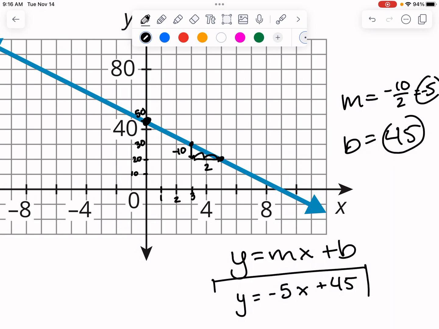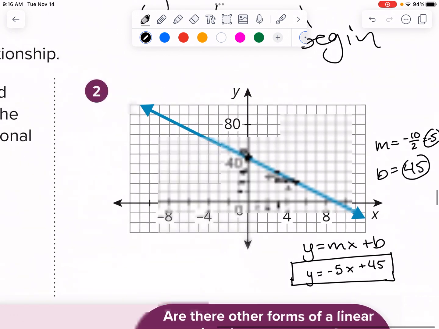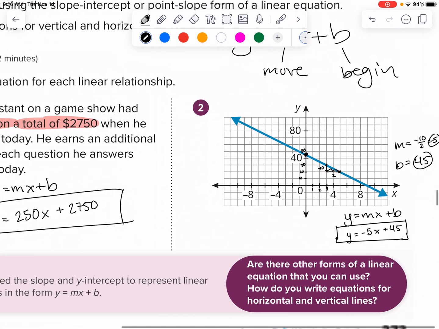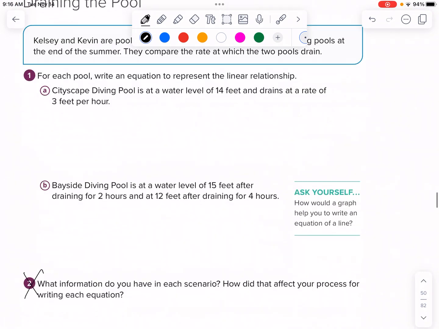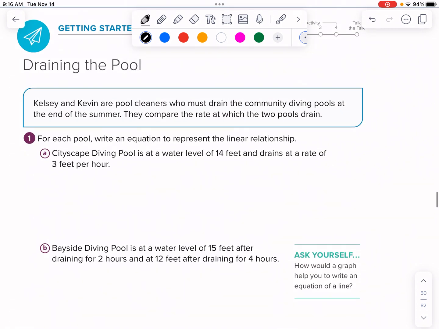Kind of went a little bit fast through that, but just make sure you rewind it, pause it, come back to it, or let me know if you have any questions. Let's go to the next page, 274 for our warm-up. This is getting started. We're not going to do all of it. We're just going to do number 1. We're going to skip number 2.